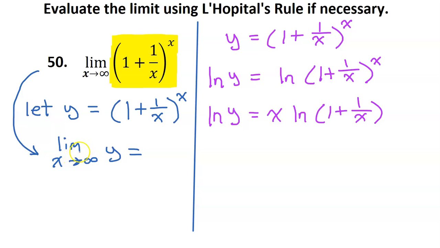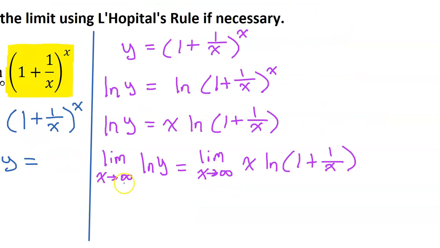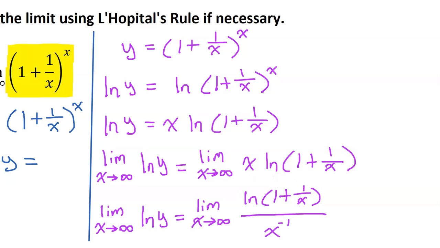But let's not forget that we really need to find the limit as x approaches infinity of y. We can start by finding the limit as x approaches infinity of natural log y. In fact, let's take the limit of both sides of this equation. So far we have this. I would like to rewrite this expression as a fraction so we can use L'Hopital's rule to help us evaluate the limit on the right-hand side. The easiest thing to do would be to drop the x down to the denominator and make it x to the -1 power. So now we have this.